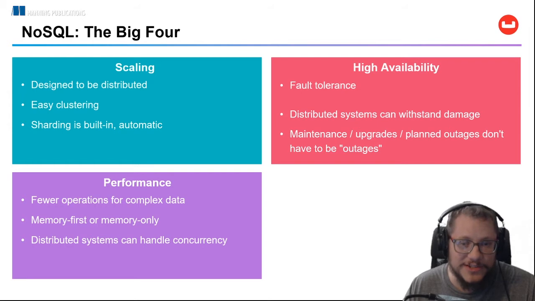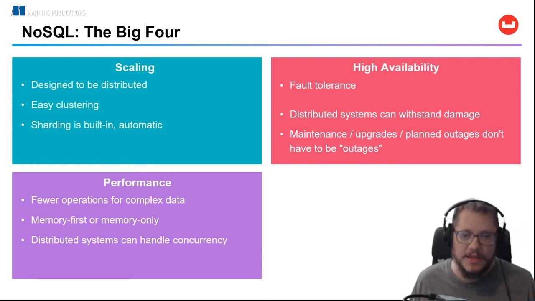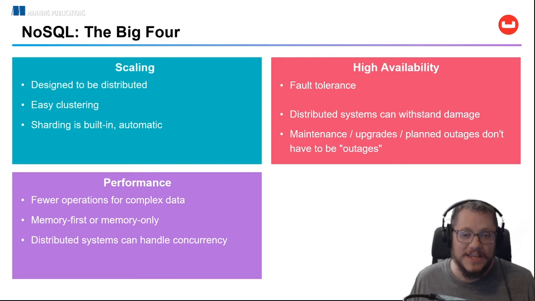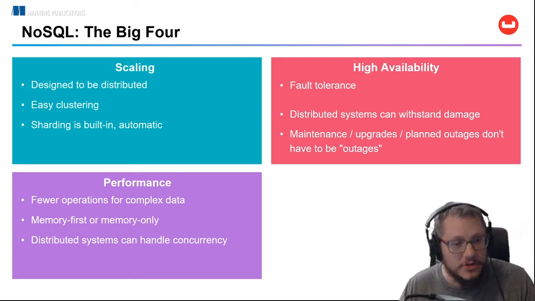Performance. Every database claims superior performance, of course. Why wouldn't they? And they all publish benchmarks to back it up. Why wouldn't they? But they can't all be right. So we've already seen an example of how data modeling and consolidation can reduce the total number of operations.